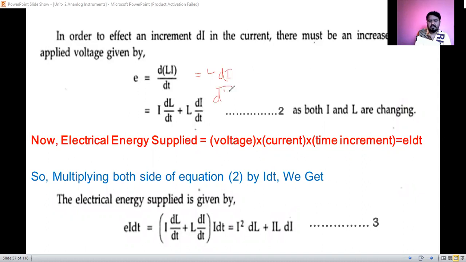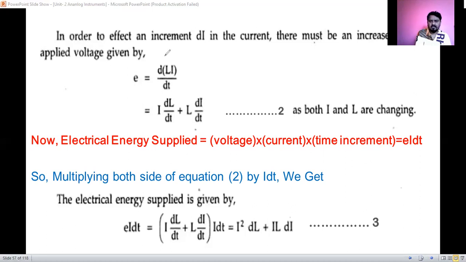But in this circuit, the inductance is also variable. It is a variable thing. For that reason, d(Li)/dt we have considered here. Both are varying with respect to time, so we have to differentiate.